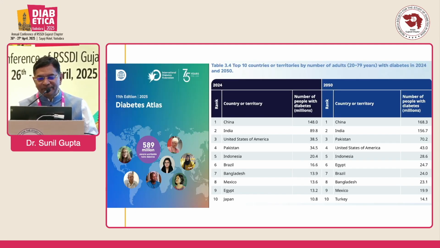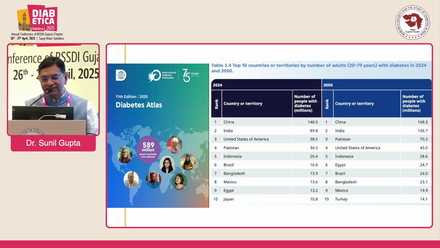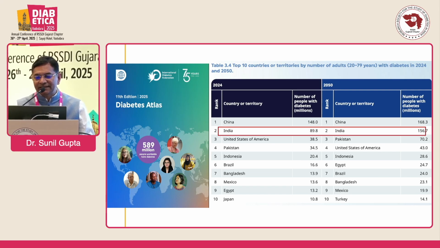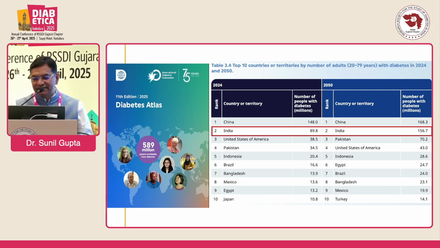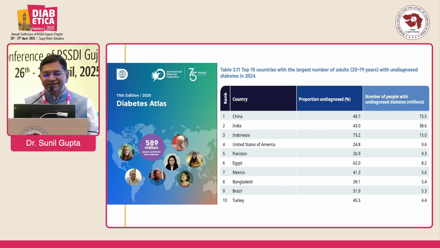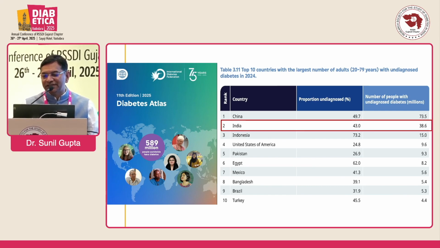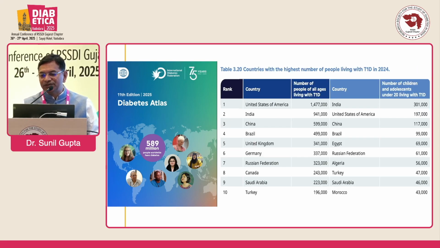So why should we prevent diabetes? I feel everyone knows this now. This is IDF data, published just a few days ago. And India is still second on the list. China is number 1, but the numbers are going up and up. And among the top 10 countries, almost 43% of people are undiagnosed. That means almost 50% of the population, every second person, is still undiagnosed here.